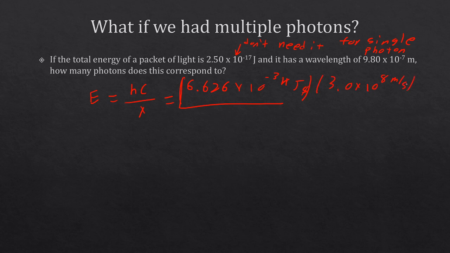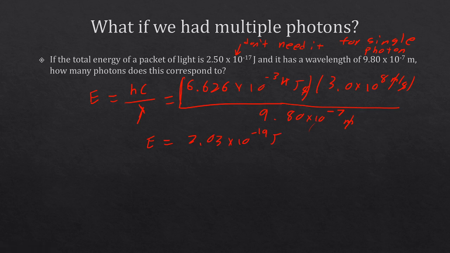We can see our seconds are going to cancel. And then we're dividing all this by our wavelength, which is 9.80 times 10 to the negative 7th meters. This works because both of these are in meters. If this were nanometers, you would need to convert it to meters first. So we plug this in and we get the energy from our equation is 2.03 times 10 to the negative 19th joules.